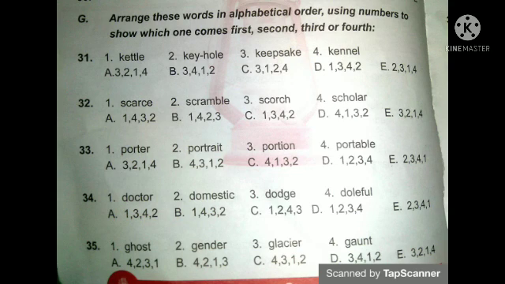Question 31 on our exercise has kettle, keyhole, keepsake, and kennel. We have KETTLE, we have KEYHOLE, we have KEEPSAKE, we have KENNEL. So we are going to work on the third letter of each word. Number 1, we are looking at T. Number 2, Y. Number 3, E. Number 4, N.